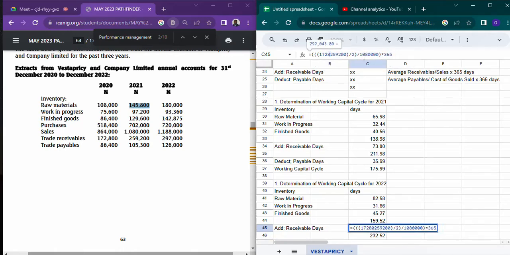And for the receivables, you have 59,200 plus how much is the closing receivables? 97,000 is what you've done before now. You have what you have done before.